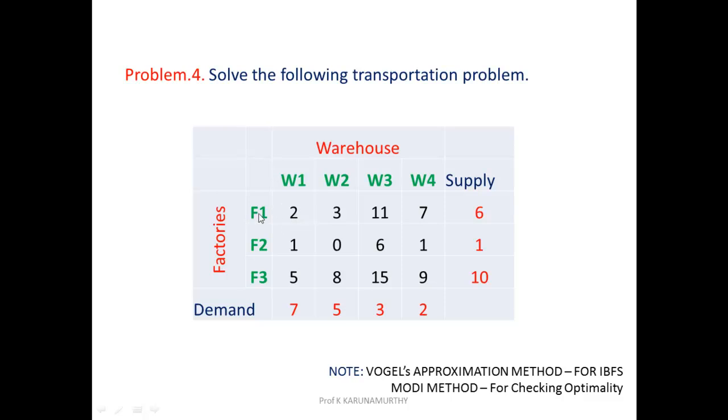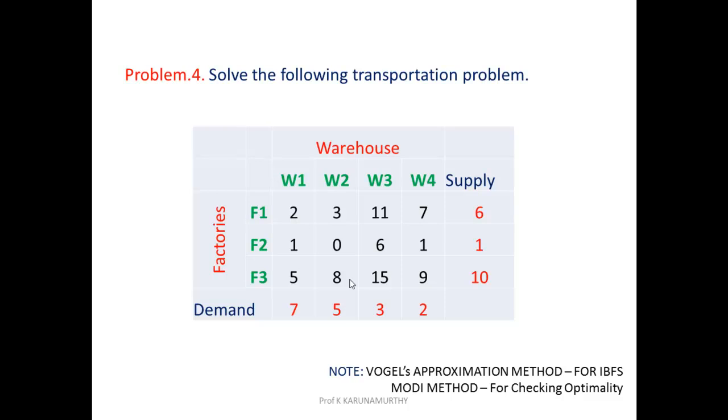Similarly, from factory F1 to warehouse 2 it is given as 3. And this complete table gives you the transportation cost for transporting 1 unit of the product from each and every factory to various warehouses. So now we are going to determine initially the initial basic feasible solution.